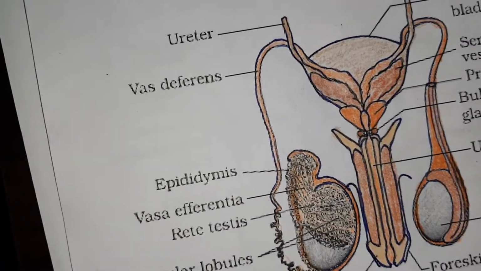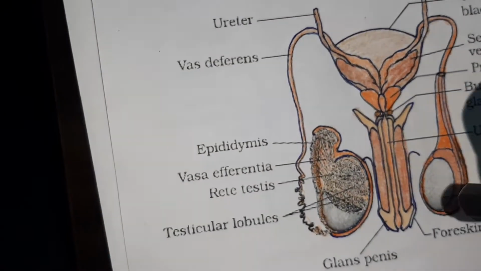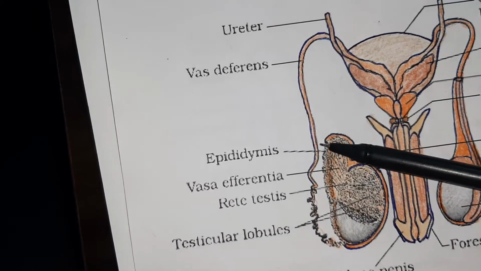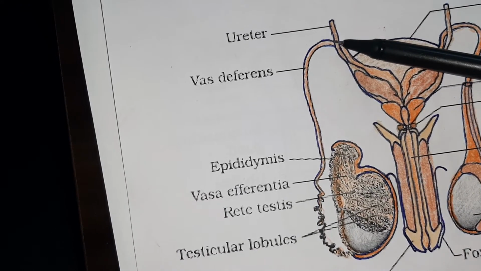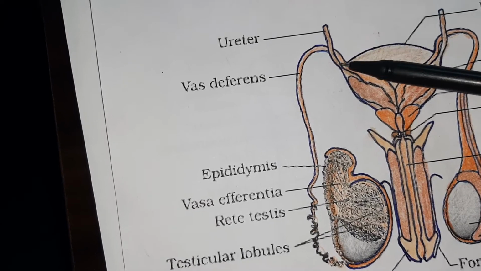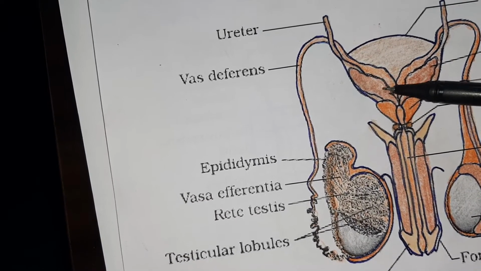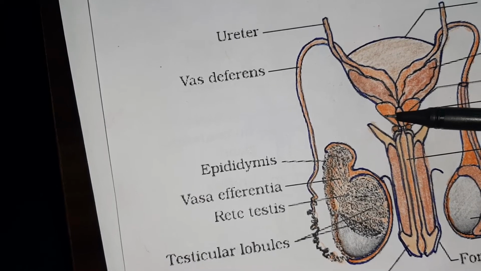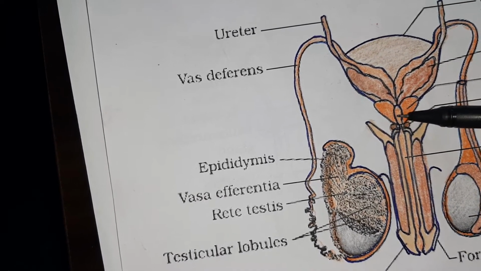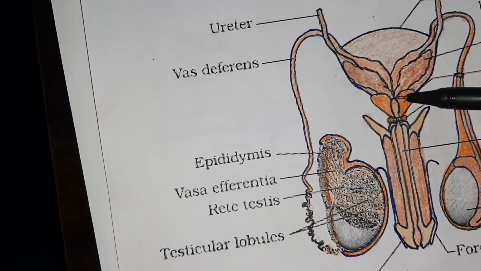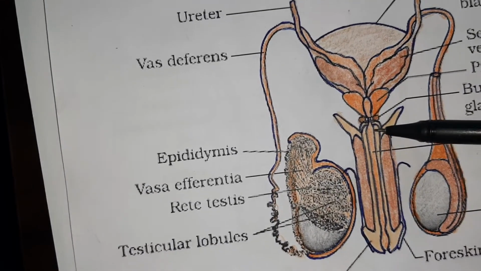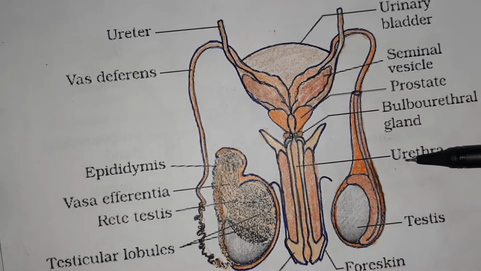Here you can see that the vas deferens which emerged from the coiled tube will go and meet the ureter and the accessory glands, that is the seminal vesicle, prostate gland and the Cowper's gland. And together with all these, what will it form? A common ejaculatory duct, and then it opens into a common passage, which we call urethra. Here it is written urethra.